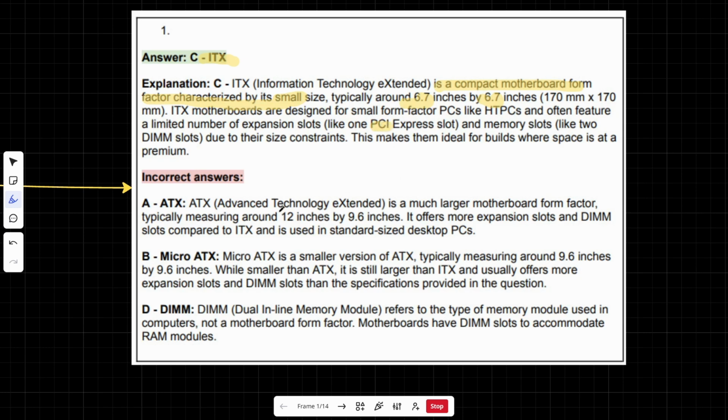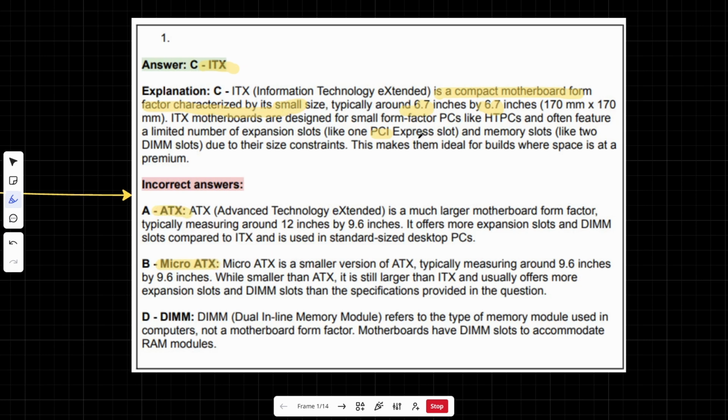Remember we said that MicroATX has about 4 expansion slots, ATX can have about 7. ITX, this one only had 1. That's pretty characteristic. That in combination with the size, and they were talking about really, really compact. Yeah, that was the right answer. So just know ATX is big with lots of expansion. MicroATX is in the middle with about 4 expansion slots. ITX is even smaller, and really you're not going to be able to do much expansion there at all.